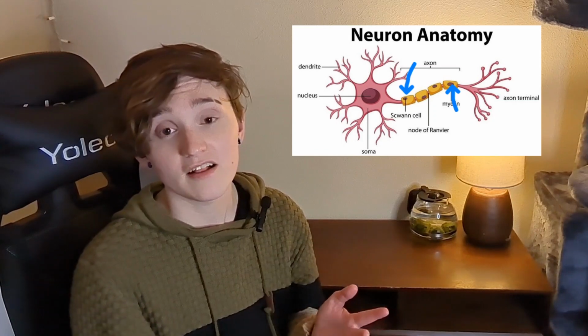These little guys are known as Schwann cells. They're a type of glial cell, and they actually make up the myelin sheath. However, they also surround cells in general, keeping them alive and healthy.